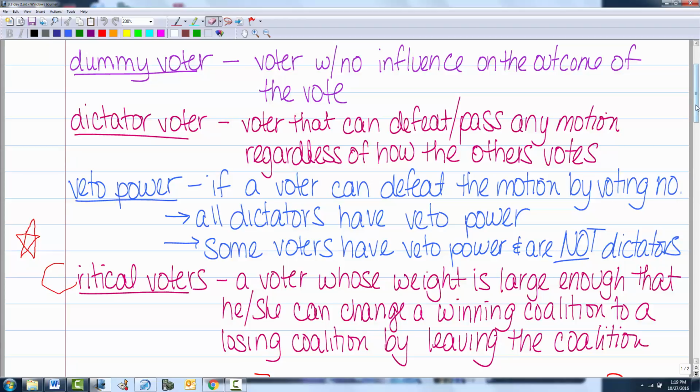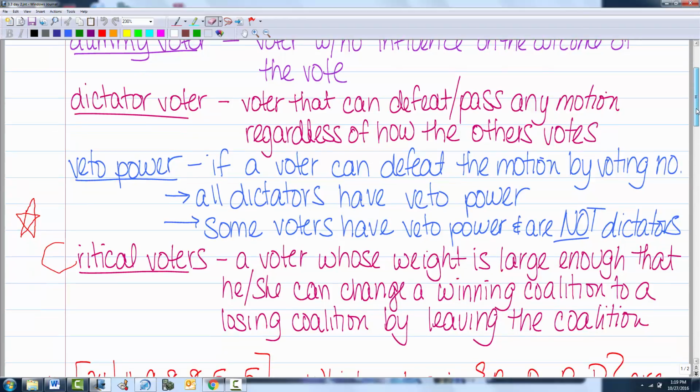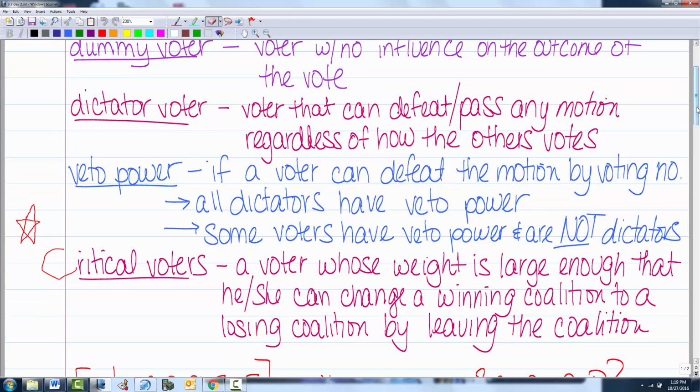Okay. And then what's really key for the day is critical voters. So the first example is a standalone. Here's the overall voting system. Here's a few voters, which one's critical in this one coalition. Then the last example is list all the coalitions.